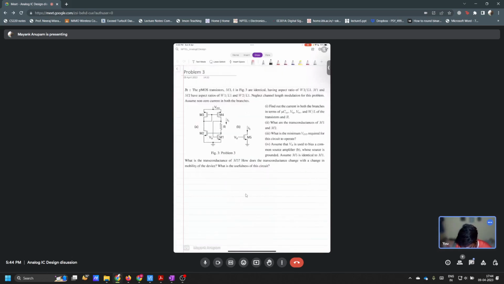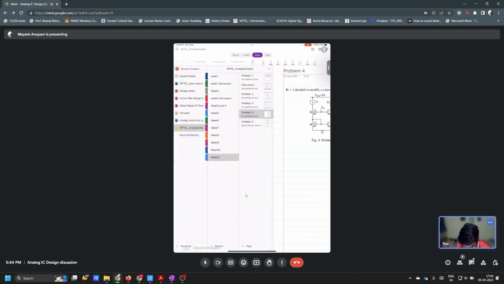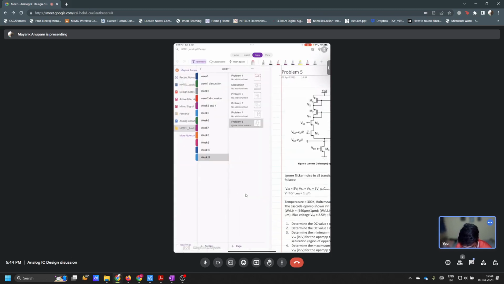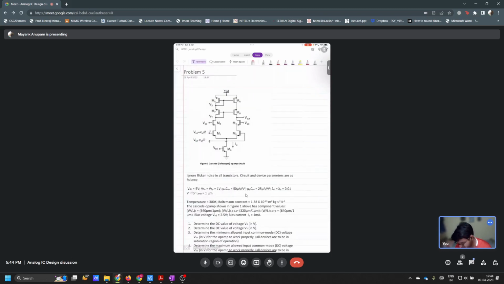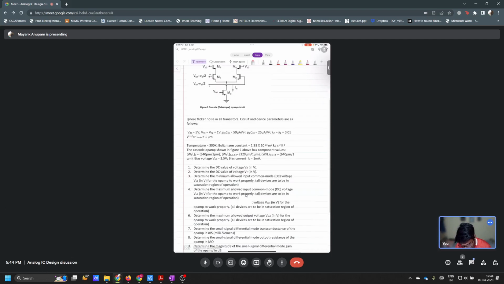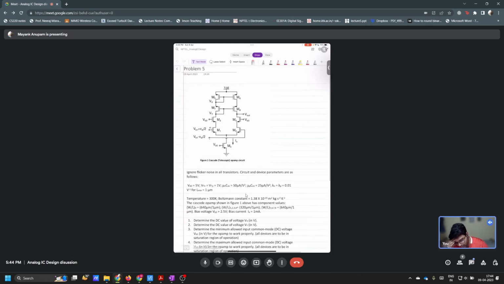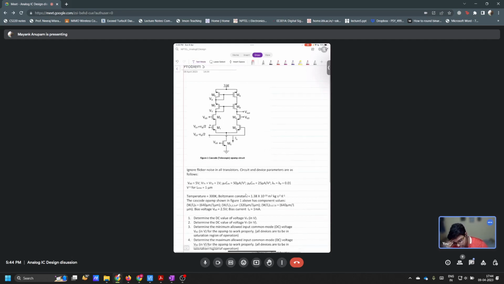Okay, so this is for your benefit, these two questions you can try on yourself. So this is a simple cascode op amp, right?